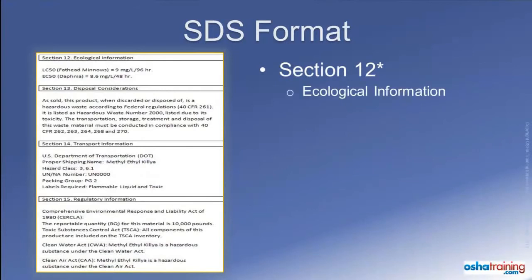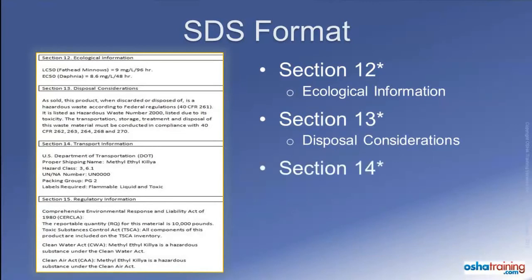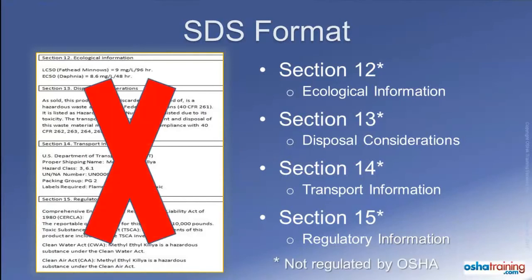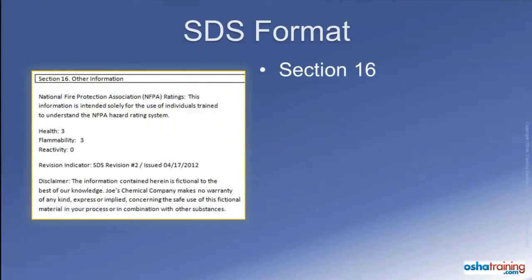Section 12, Ecological Information. Section 13, Disposal Considerations. Section 14, Transportation Information, and Section 15, Regulatory Information, all deal with requirements regulated by other entities such as the Environmental Protection Agency or the Department of Transportation. Therefore, these sections are not regulated by OSHA, but appear in the safety data sheet to be consistent with the GHS format.